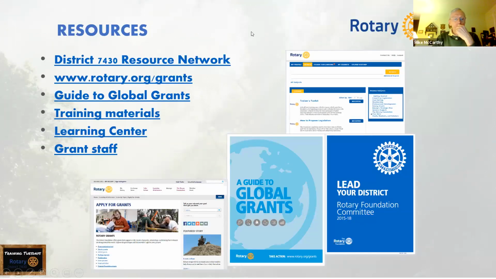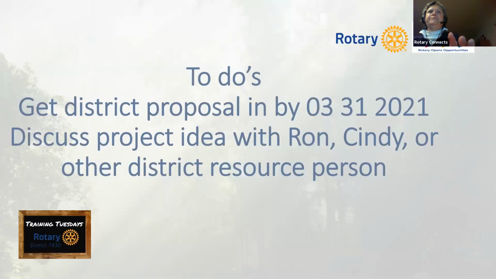But we also have a lot of resources that we can provide you. You're not alone. So we told you we have the District 7430 network resource. You saw the list of people. If you have an idea of a project, talk to one of us. We can tell you where to go. There's so much stuff available to us in Rotary. Sometimes it gets overwhelming, but start out by talking to one of us and we can help you.